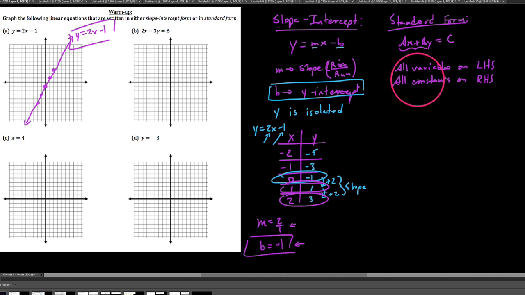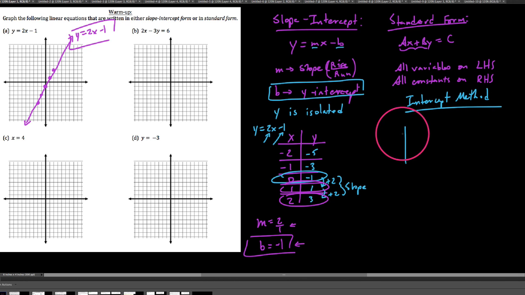Now, if it's in standard form, what we're going to use is the intercept method to graph. Now, one thing I want to mention here is this. We're going to basically find where it hits the x and y axis by finding the intercepts of the graph. And if it's in standard form, where our variables are on the left-hand side, like this would be an equation like 2x minus 3y equals 6. And this is the equation that I have up here.